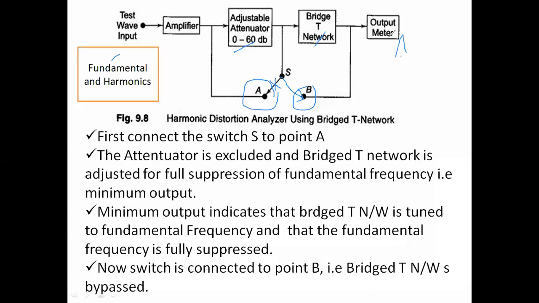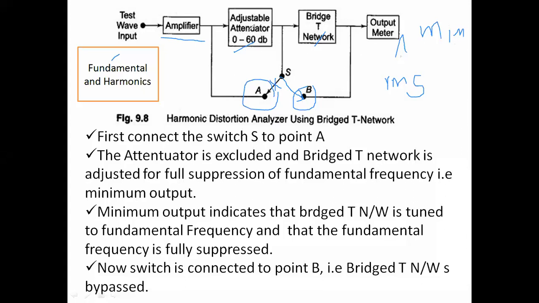So suppose initially some input signal is applied through an adjustable attenuator. The signal goes to the meter directly, and this meter measures the signal components. So what are the signal components which are present here? Okay, and we will get some RMS value. Previously we also measured some minimum value by excluding the adjustable attenuator, by using the BGT network, we will get the minimum value.